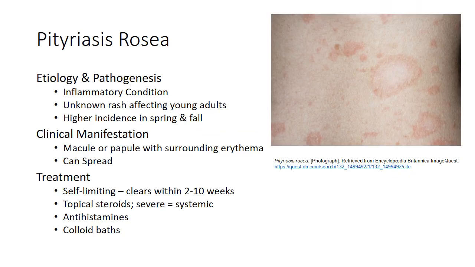Pityriasis rosea is a rash that affects young adults, generally in the spring and the fall, so it's seasonal. It seems to be viral, but we don't know that for sure. What we see is macules or papules surrounded by redness, and it spreads a lot, but it has central clearing.